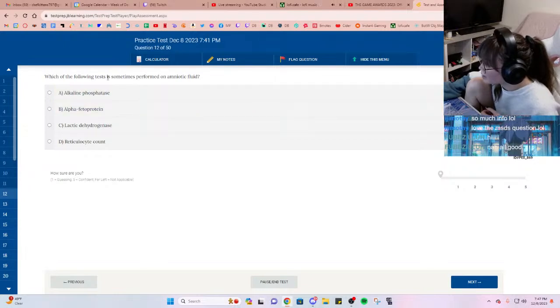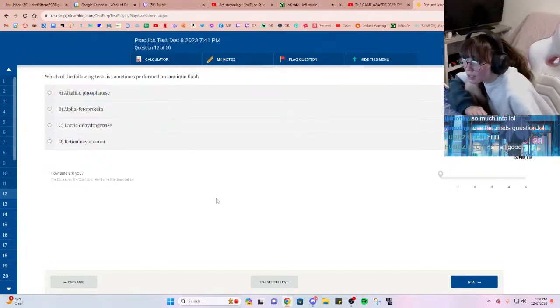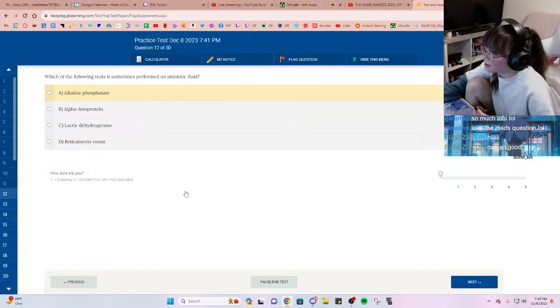Which of the following tests is sometimes performed on amniotic fluid? Amniotic fluid. I'm really bad at these. Alkaline phosphatase, alpha fetoprotein, lactic dehydrogenase, or reticulocyte count. I'm leaning towards alkaline phosphatase. But I'm not sure. I'm just gonna guess.